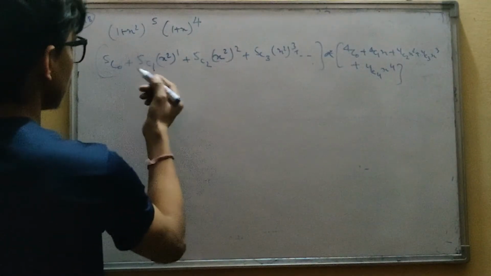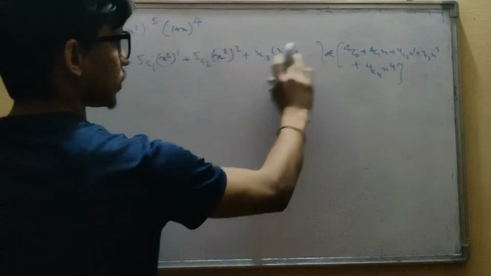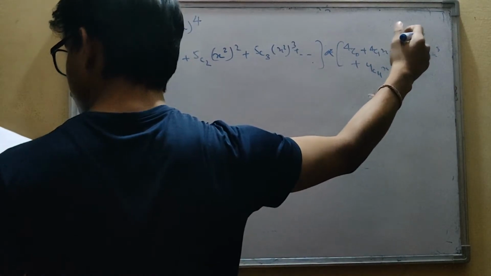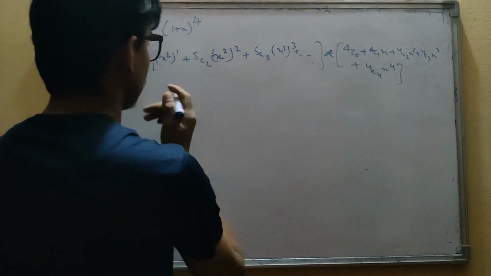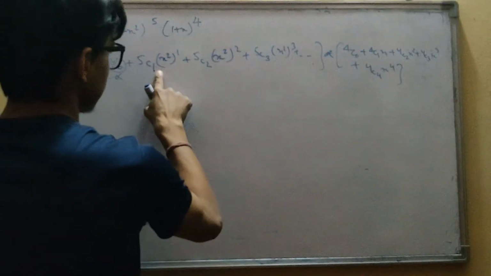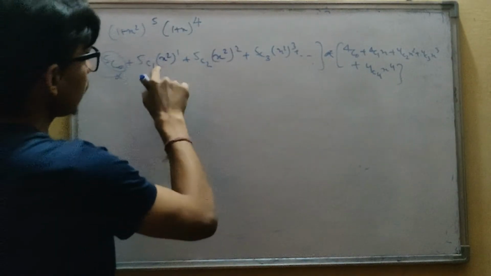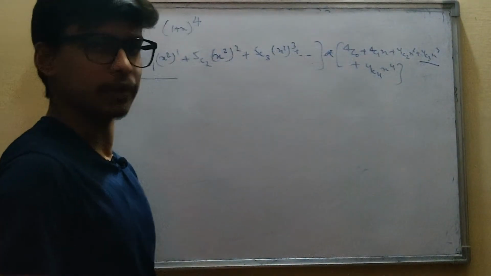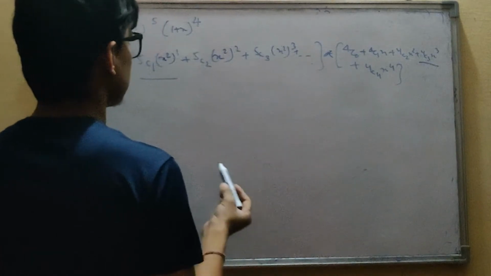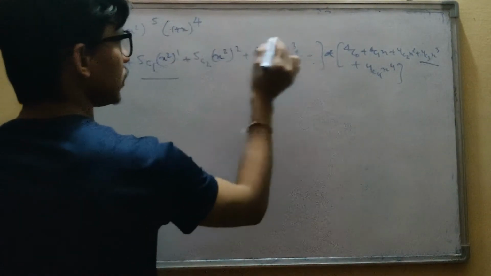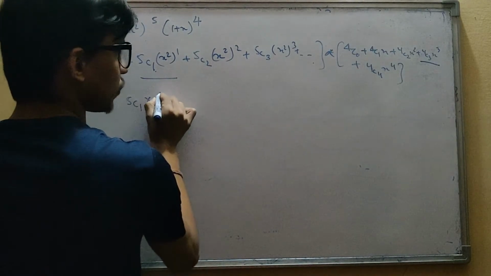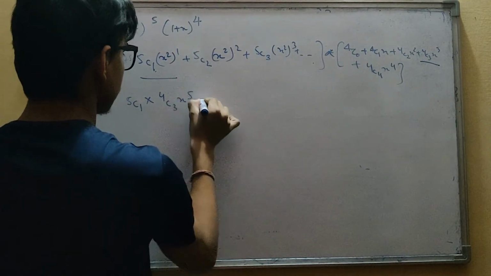Now I have to find the coefficient of x to the power 5. So this should multiply with a term with x to the power 5, but there is no term with the exponent of x as 5, so this will be discarded. Now this x²: if this term is multiplied with x³, then I am going to get x to the power 5, and it will give us a coefficient. So 5c1 into 4c3 becomes x to the power 5, right?